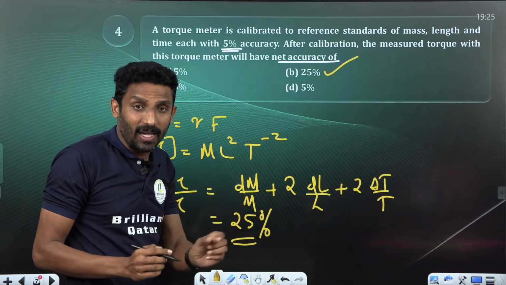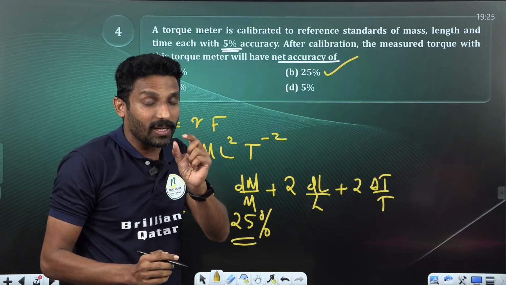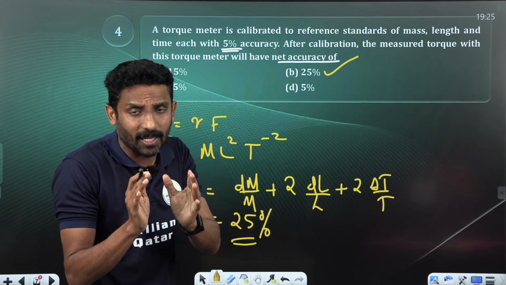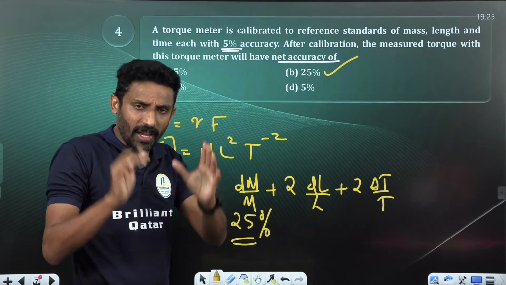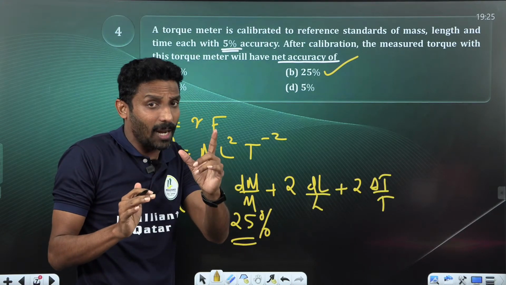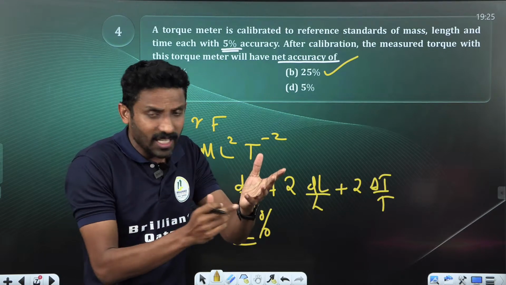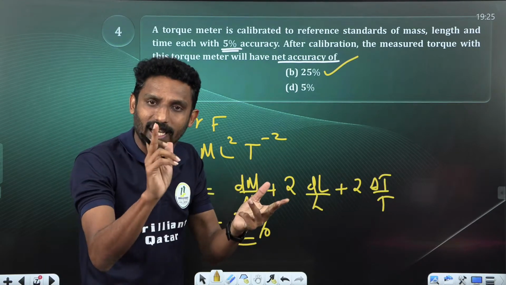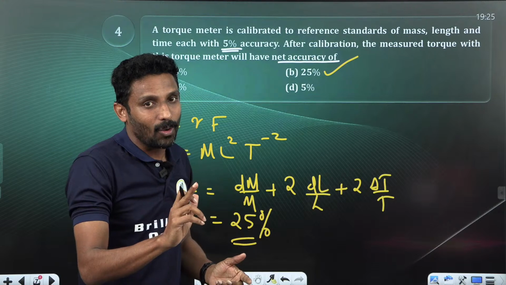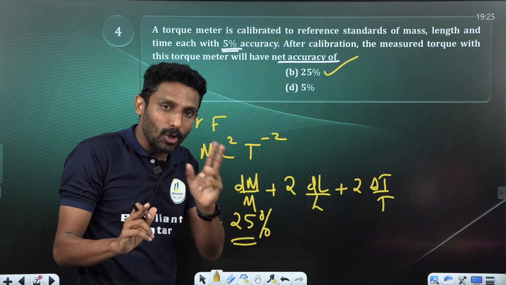This question comes from the combination of errors, another important topic of the chapter, units and measurement. The very important concepts of that chapter are the dimensional analysis and the error combination. We have questions from all those topics.